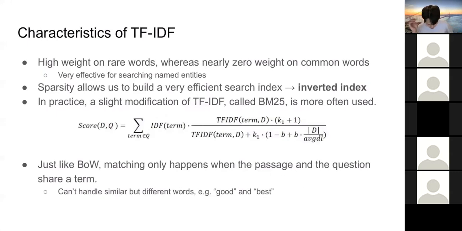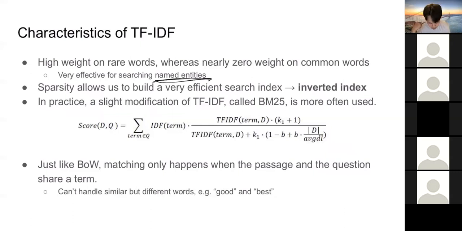And there are a few interesting characteristics. One of them is that they will have high weights on rare words. So if a term only happens 10 times in the 10 million documents, then your IDF value will be base 10 log, 6, right? In that case, these terms will have really high weights, whereas there is nearly 0 weight on common words. So it's very effective for searching named entities.